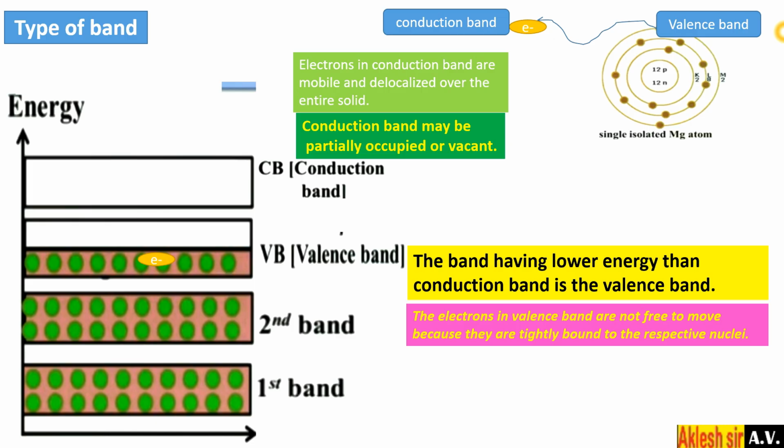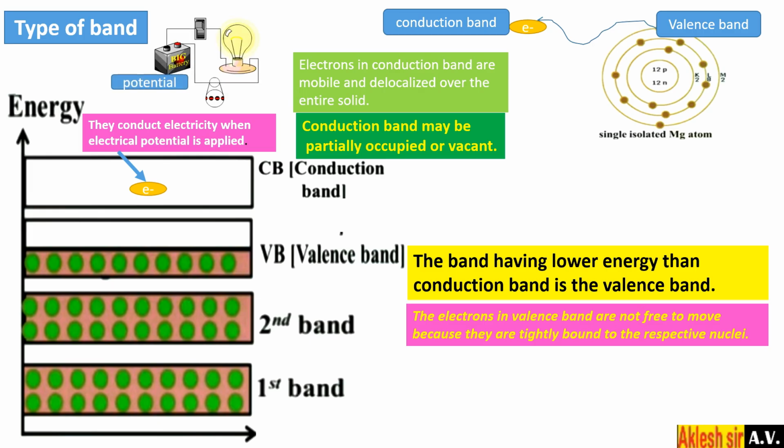Now this electron is present in the conduction band. Suppose the same electron which was there in the valence band, after being given a certain energy, moves to the conduction band. And this electron is free, and this electron is responsible for conducting electricity.